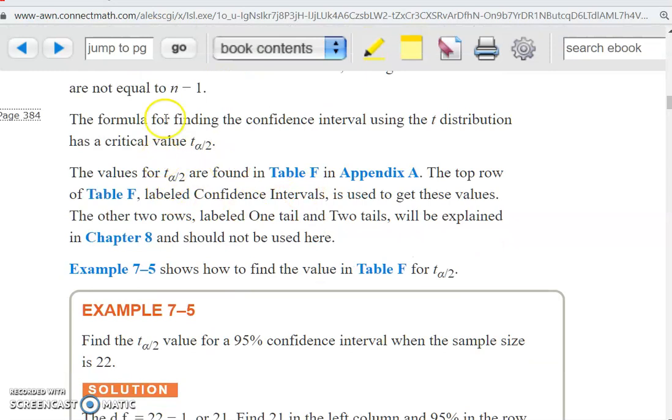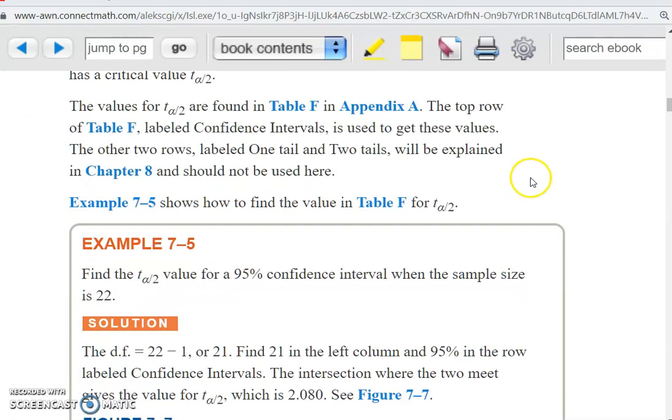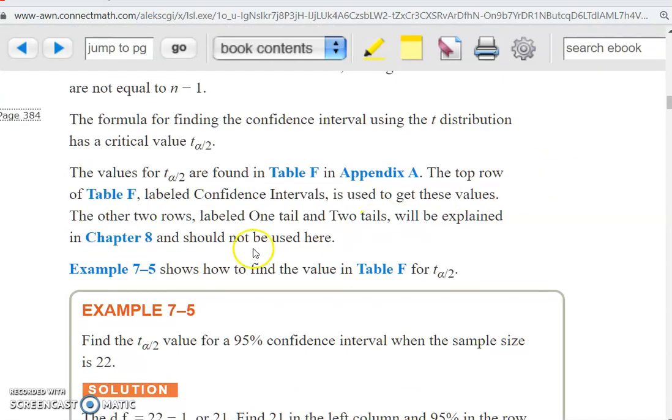Okay, so the formula for finding the confidence interval using the t-distribution has this so-called critical value of t sub alpha over 2. Now that's exactly analogous. It's very similar to what we had before. Previously we had z alpha over 2. There's a table in the back of the book that has these values, so that part's the same. Okay, so how are we going to use this table? Let's see if we can take a look at the table and figure this out.